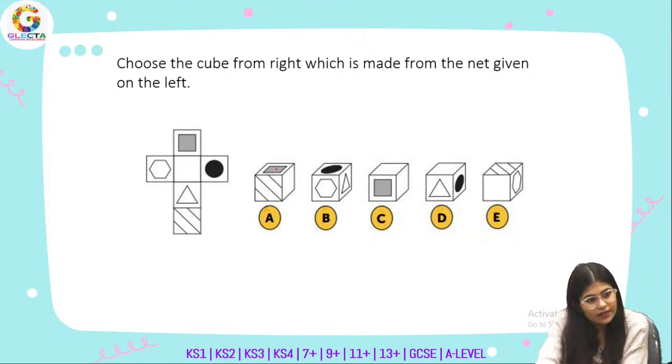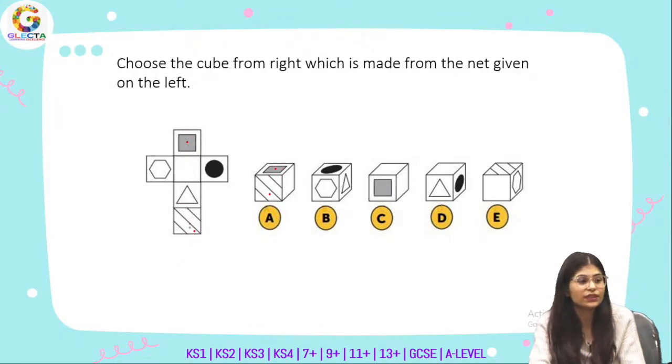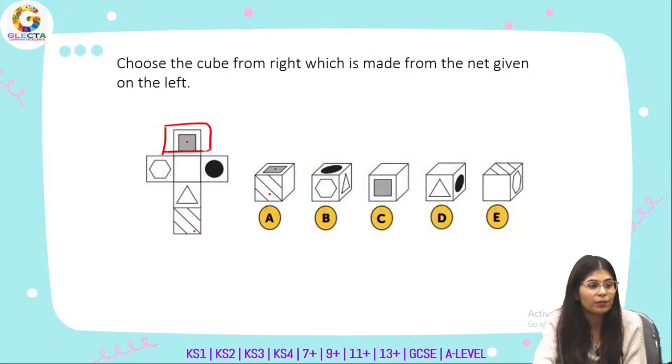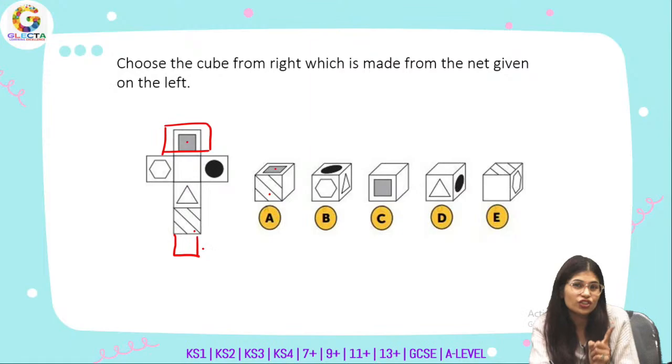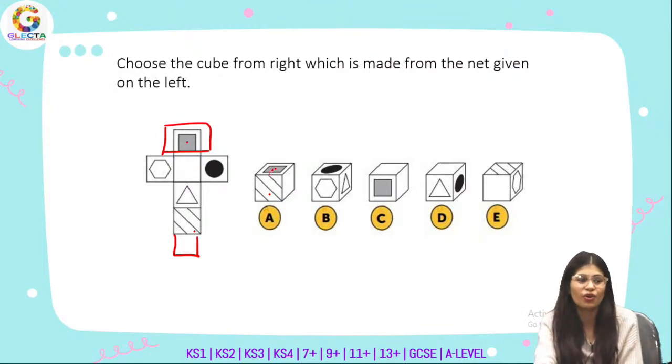Try to find out two things that are already in position. So look at this: this and this, this and this. Now the rule says I can pick it up and bring it to the bottom. But if I do that, the square would be at the bottom. I need it at the top. So no.